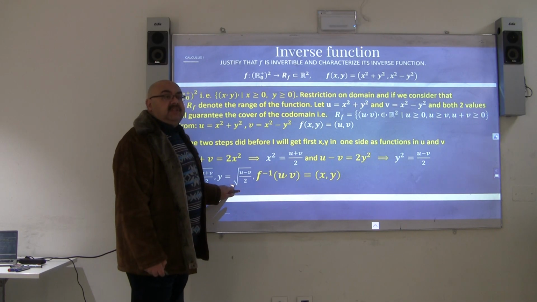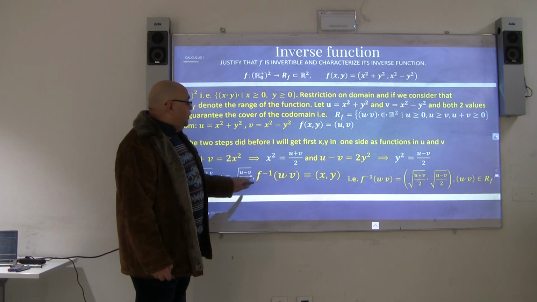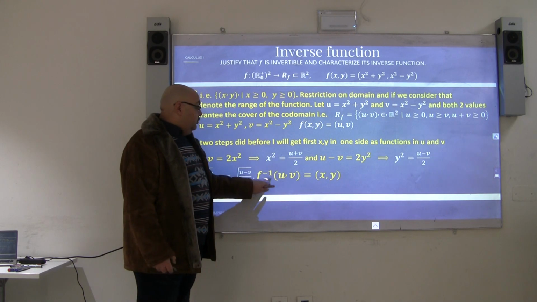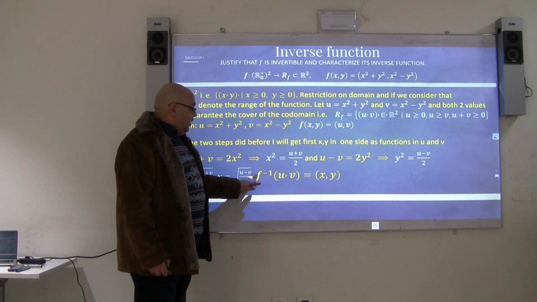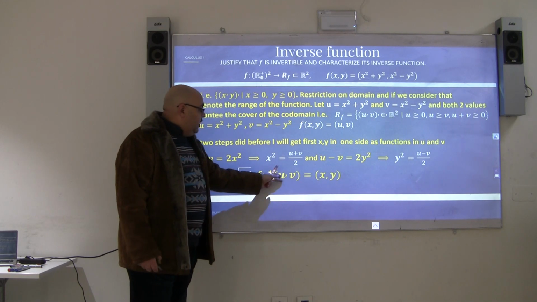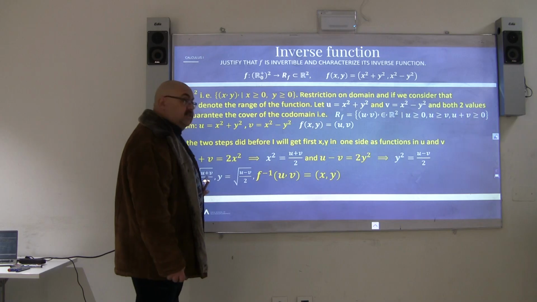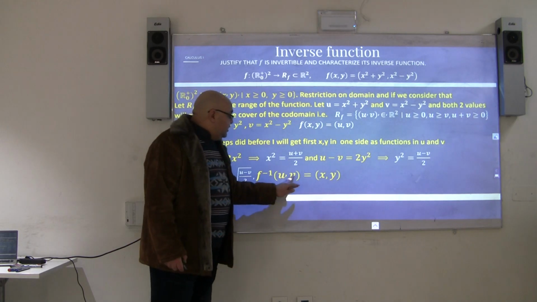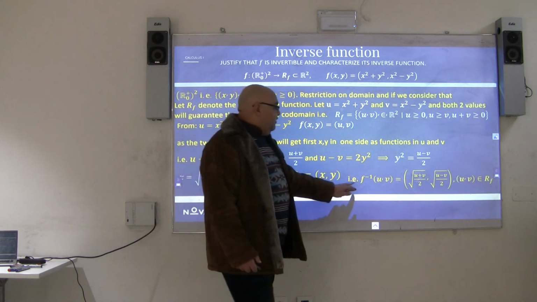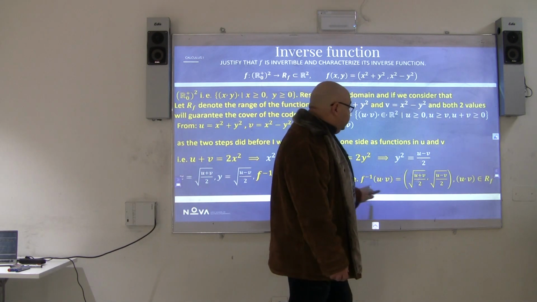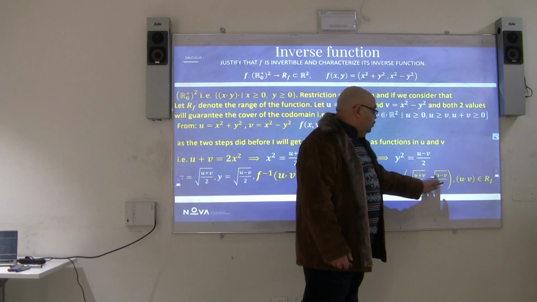Now the inverse. It's going to be f minus 1 of u and v. So all I have to do, Omar, is to get f minus 1. Instead of the u component, write the first component. Instead of the v component, write the second component. So actually, f minus 1 is the root of u plus v over 2, u minus v over 2.